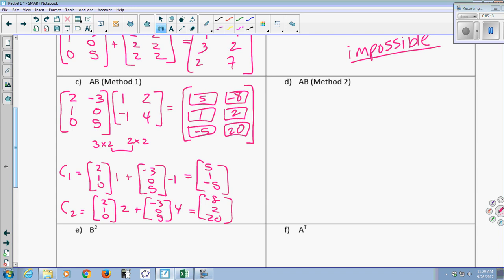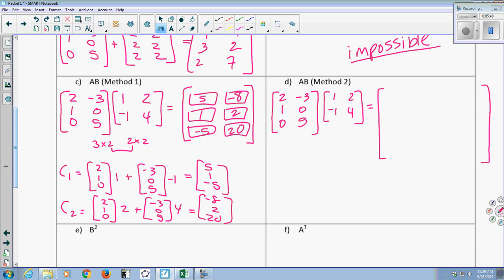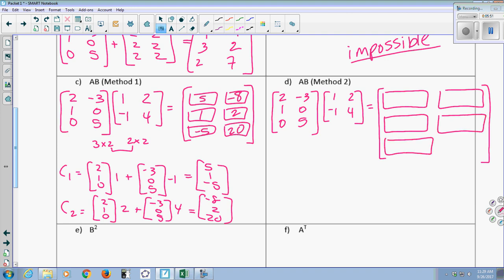So this is analogous to that second method we learned for a matrix times a vector. So 2, 1, 0, negative 3, 0, 5, multiply that times 1, negative 1, 2, 4. And I know my answer is going to be a 3 by 2. So I'm going to build a large blank 3 by 2 matrix here, 3 rows, 2 columns. And I'm making it really large because I'm going to do all the work in here instead of off to the side like I did in the other one.